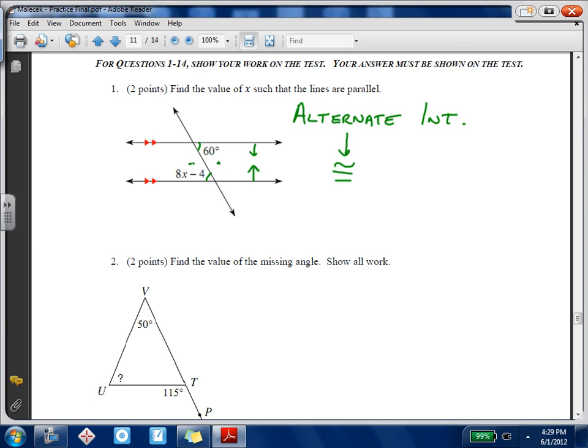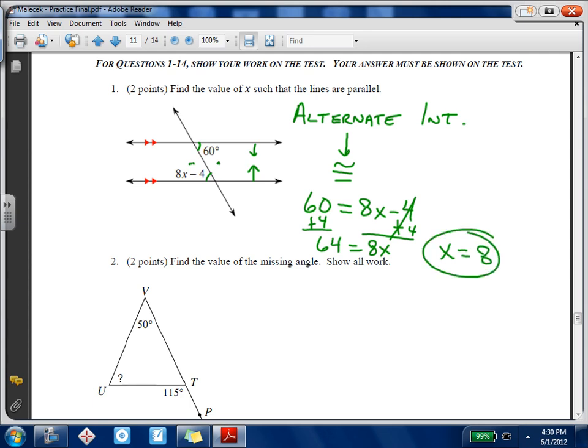If they are congruent, therefore we know that 60 must equal 8x minus 4. And from there we can simply solve. We add 4 to both sides, and we get 64 is equal to 8x. Divide by 8 on both sides, and x is equal to 8. Notice that that is what I asked for. Just be careful that yours matches up.